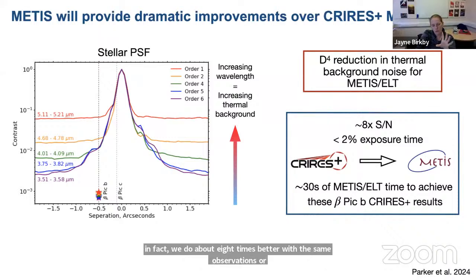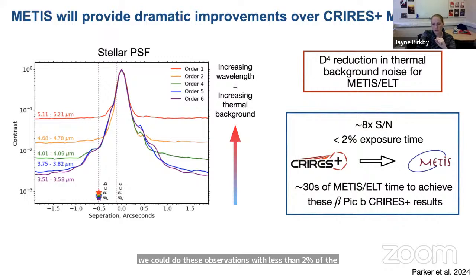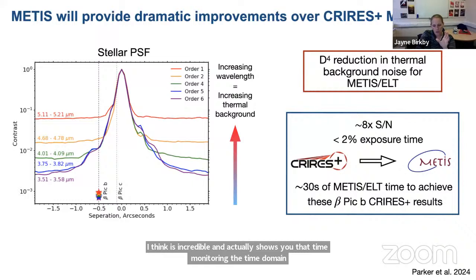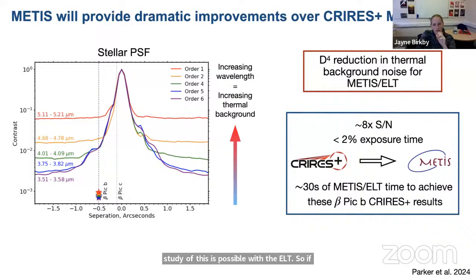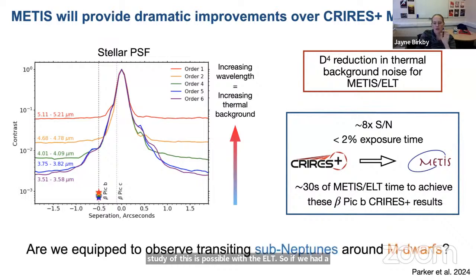So we could do all of this, what I've shown you, in about 30 seconds with METIS, which I think is incredible, and actually shows you that time monitoring, the time domain study of this, is possible with the ELT. So if we had a few hours to watch a planet rotate, we can do that at high spectral resolution. All right, so let's walk it down.